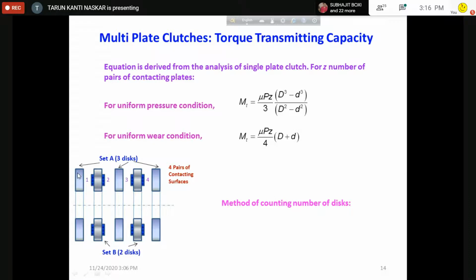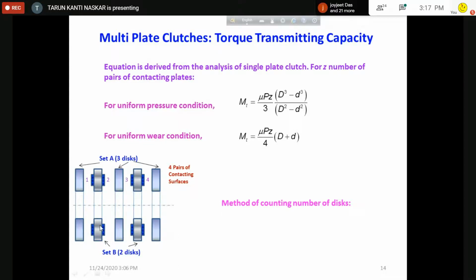This is A, this is A, this is A. 3 disc A, and this is B and this is B. 2 B disc. Okay. They say this is the arrangement. So 4 pairs of contacting surfaces. This is 1 pair, second pair, third pair, and fourth pair.